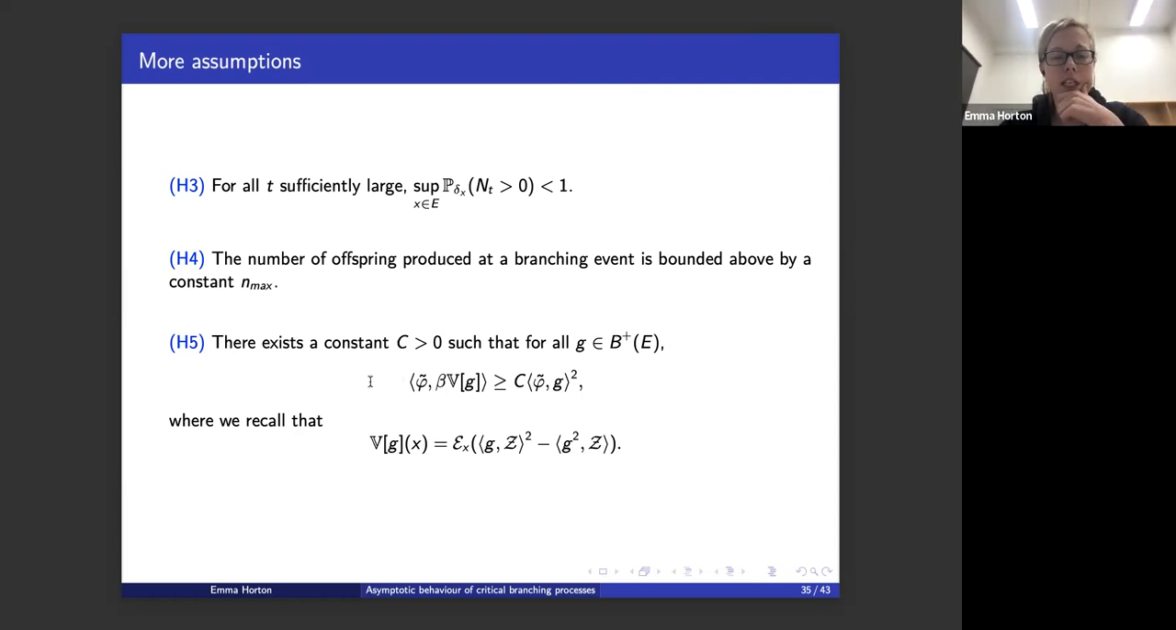And then the final hypothesis, H5, is let's say a uniform ellipticity type assumption. So this says that if we're in the stationary distribution, phi tilde, and there's a branching event, then we do at least as well as starting in the stationary distribution from two independent particles. So the typical test function I'm going to use here for the proof is going to be the survival probability. And so this is saying if I branch according to my actual distribution given by this point measure, then the survival is at least as good as if I start from two independent particles distributed according to phi tilde.